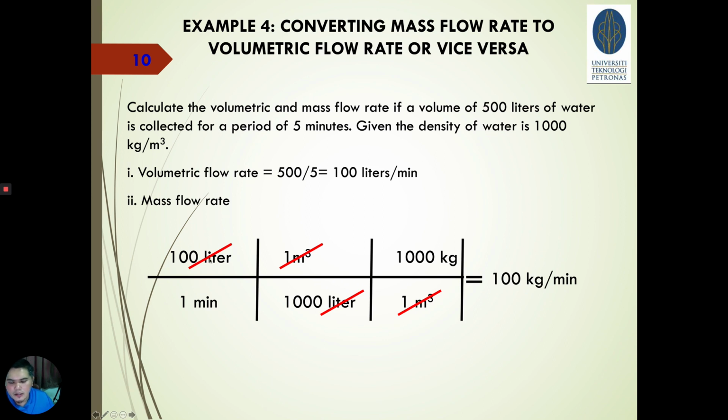So here, when you construct the table, you put 100 liter per 1 minute, and then you know that 1000 liter is equivalent to 1 meter cube. Okay, and you know that 1 meter cube and 1000 kilogram is actually the density. So here you can calculate, and when you multiply everything, you cancel out liter with liter, meter cube with meter cube. 100 multiplied by 1000 divided by 1000. So you cancel out, and you'll get 100 kilogram per minute. So this is the mass flow rate for this particular process.